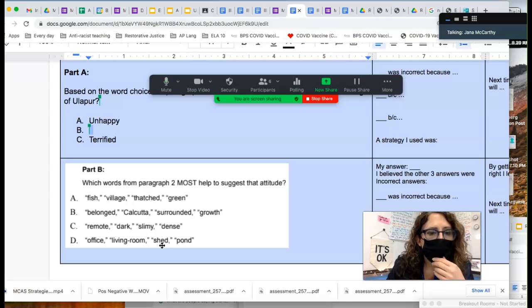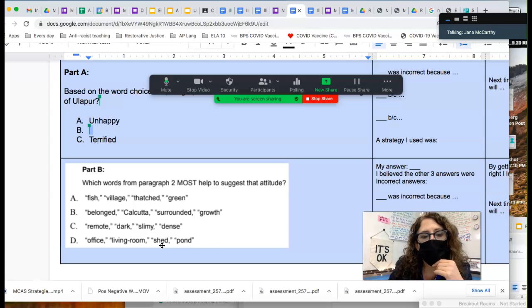Okay? So, office, living room, shed, pond. No. Why not? Tell me why. Is office either positive or negative? None of them. They're just things. They're not descriptions. We don't have imagery associations with them. There's no prefix in front of it to tell us, right? So we are left with C.